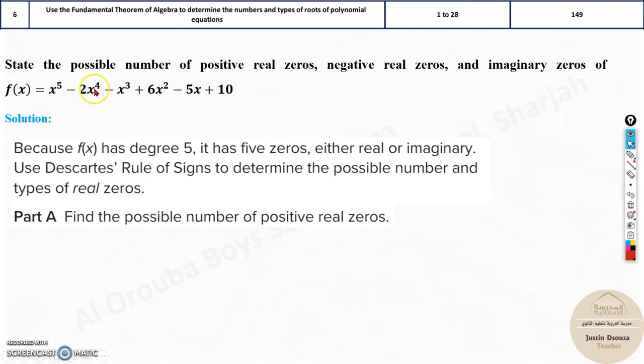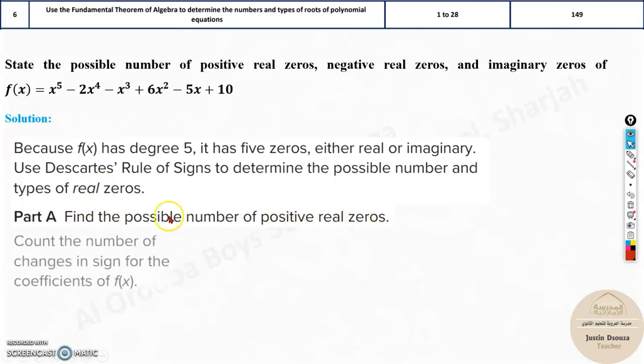Now this is a big equation, right? x to the power 5. You must do this method. That's the thing. There are no proper shortcuts, because the shortcuts may not work all the time, so you cannot bank on them. So it is better you be thorough with this method. Don't try for the shortcuts in this. Now we find the possible positive real zeros, right?